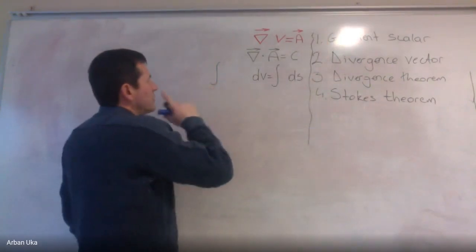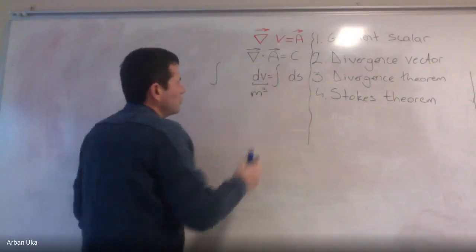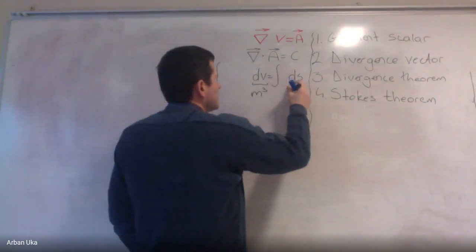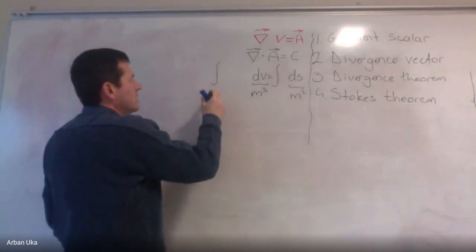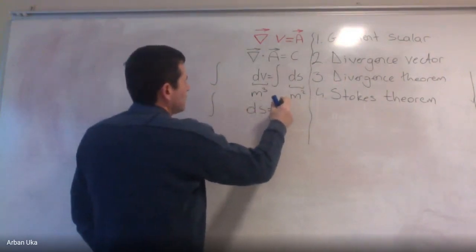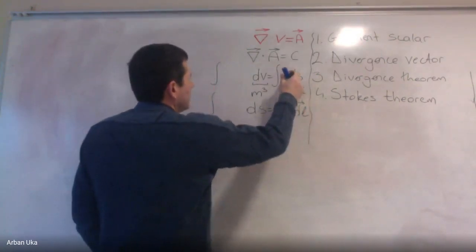So this is the divergence theorem, and this dV is meter cubed, which is the volume integral, and this dS is meter squared. This is the integral over a surface. And Stokes' theorem is an integral of dS, which is going to be equal to an integral of dl.